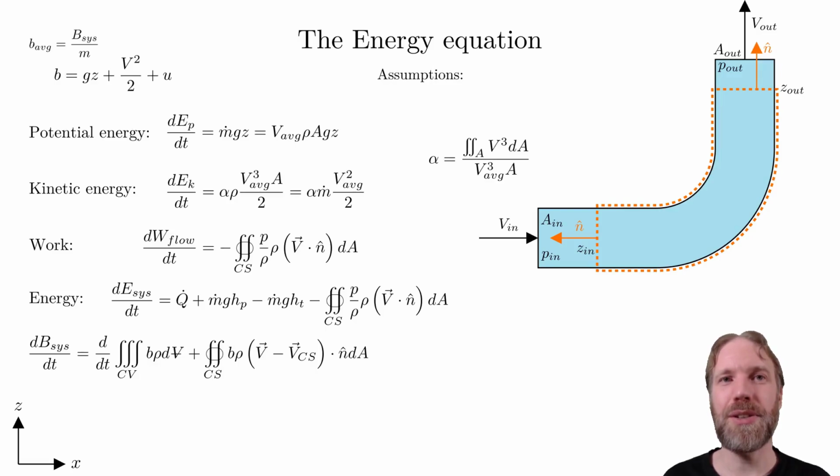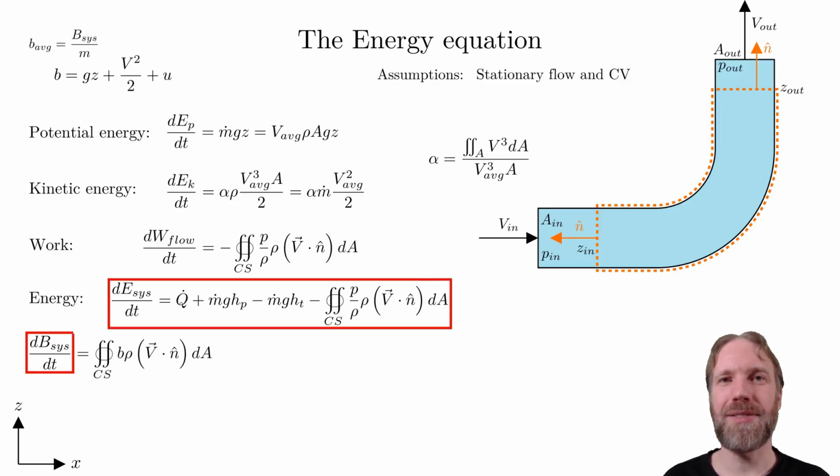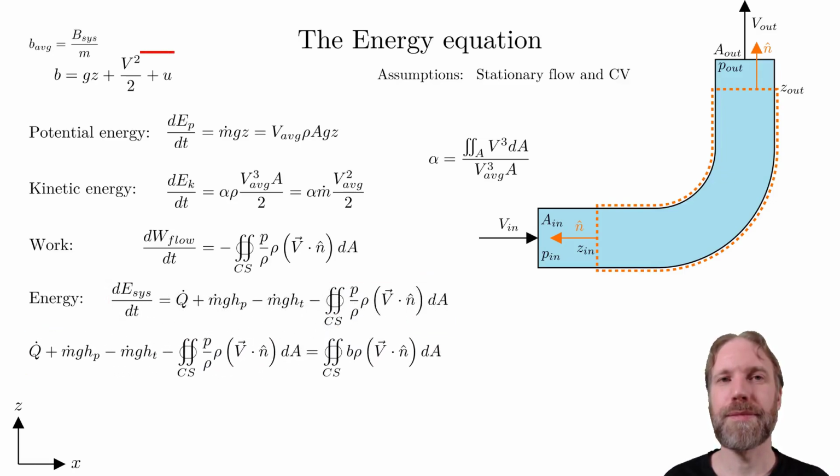Hence, we are going to introduce some assumptions to simplify the expression. Our first assumption is that the flow is stationary. We also assume a fixed control volume. We can now set the entire volume integral to 0. And we can set VCS to 0. Let us insert expression for dE_sys/dt. And insert expression for B.